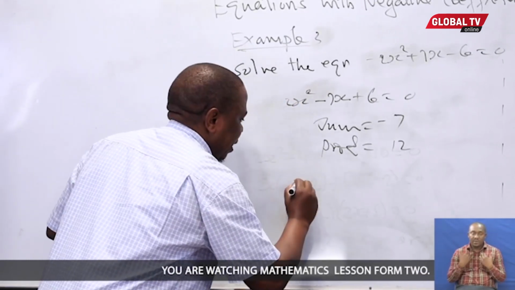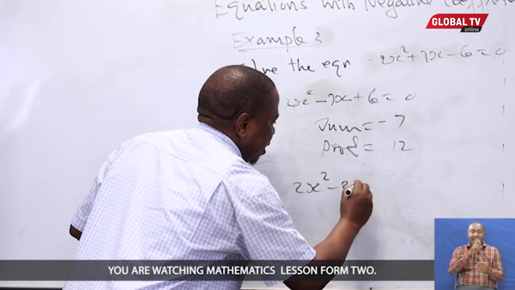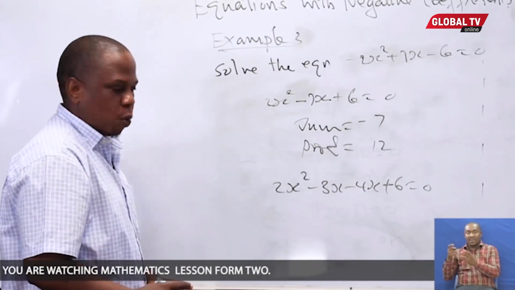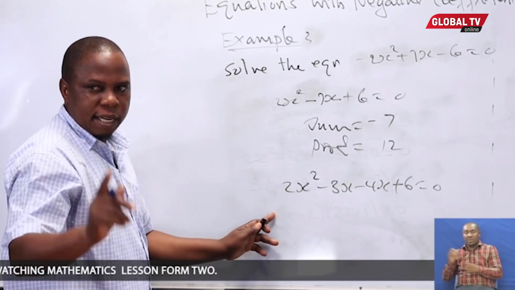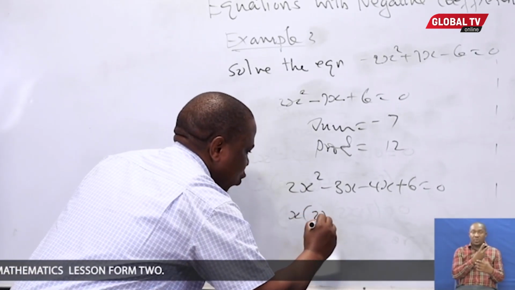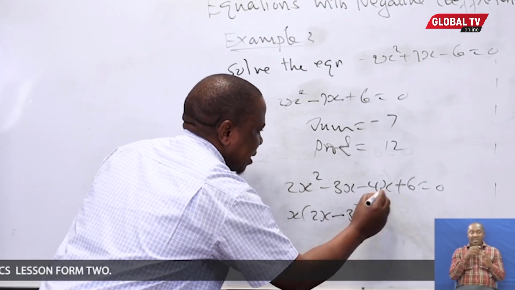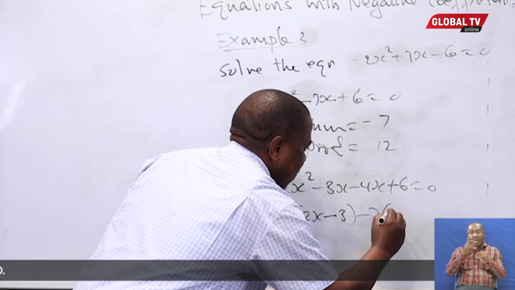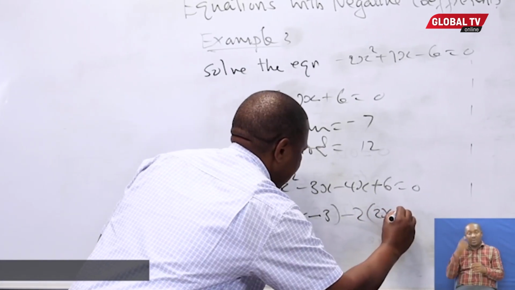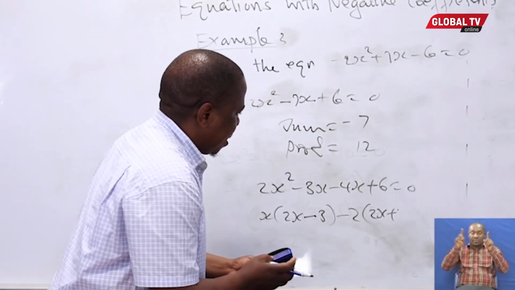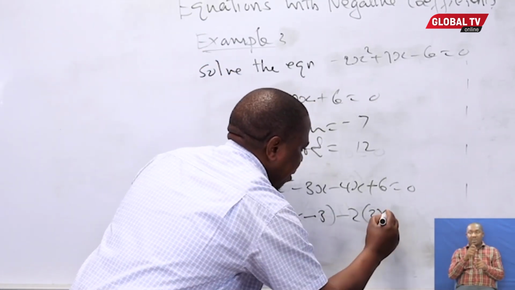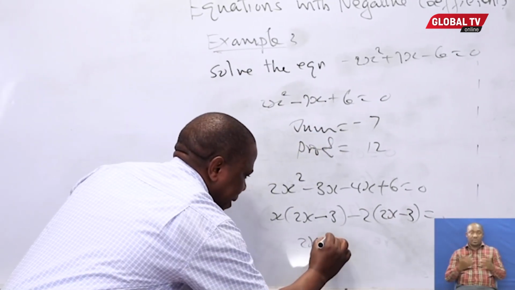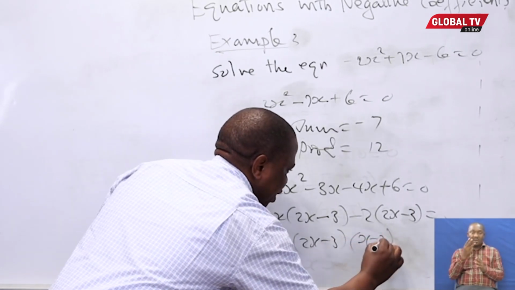So this one here should be written as 2x squared minus 3x minus 4x plus 6 is equal to 0. Group them in 2. What is common between 2x squared and 3x? It is only x. Take x out: x times 2x minus 3, minus, what is common between 4x and 6? It is 2. That is 2 times 2x minus 3, because there is a minus here, is equal to 0. As usual, 2x minus 3, x minus 2 is equal to 0.